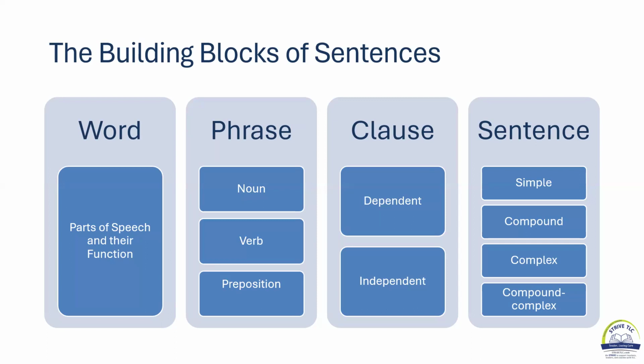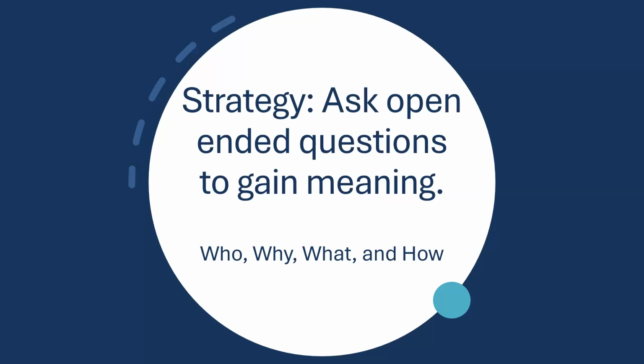Is it a noun phrase or a verb phrase? Or is it a prepositional phrase? How about clauses? Do we have dependent or independent clauses within a sentence? And when we put all of these words, phrases, and clauses together, we get different types of sentences, from simple sentences all the way down to compound complex sentences. So a strategy we might use is to ask open-ended questions to gain meaning. This is where we have our who, what, and how type questions.